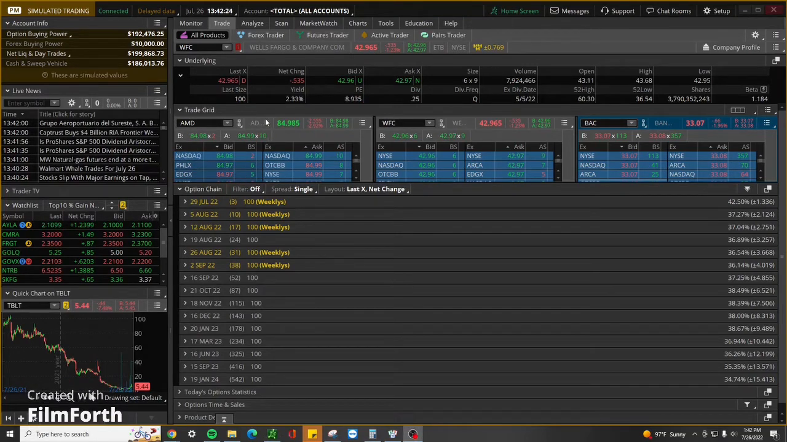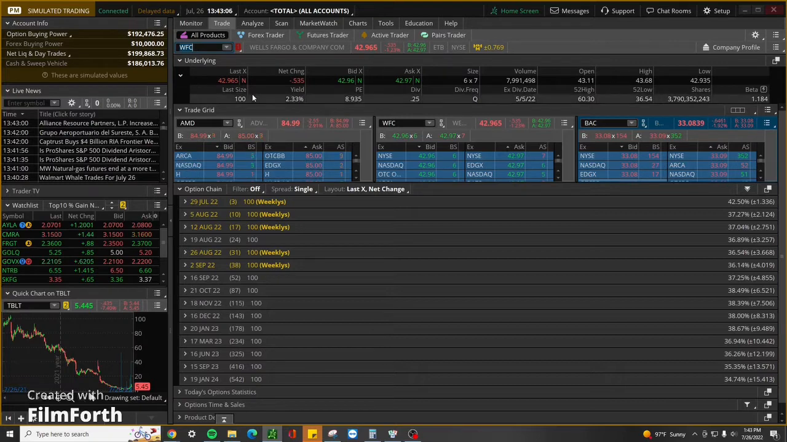Today we're going to be looking at the Trade tab in the Thinkorswim platform. Under All Products, you will have a section that says Underlying, which simply means the underlying stock or underlying ticker symbol you're looking at. This could be a single stock, an ETF, or futures that you can select under this symbol selector. And it shows us the underlying details of Wells Fargo.